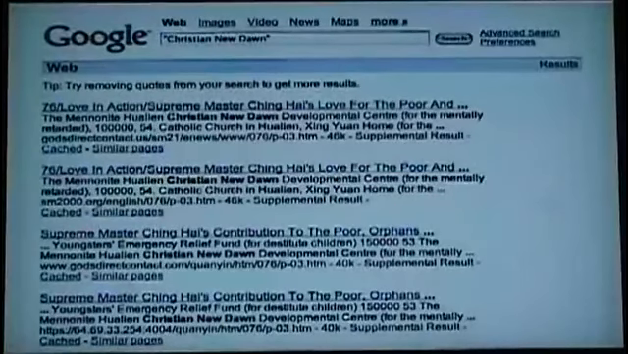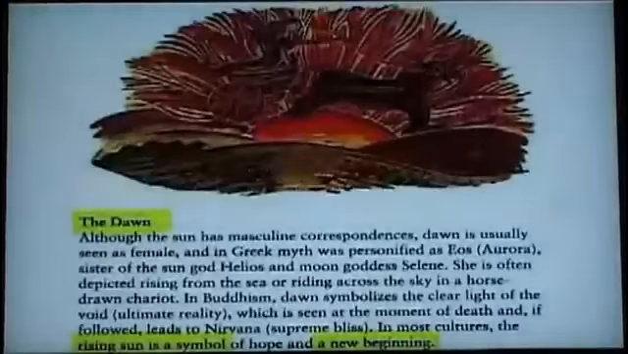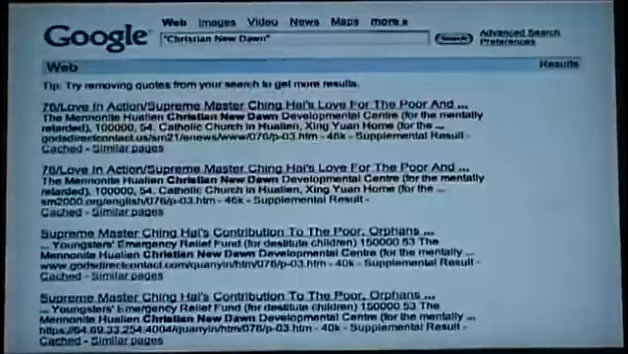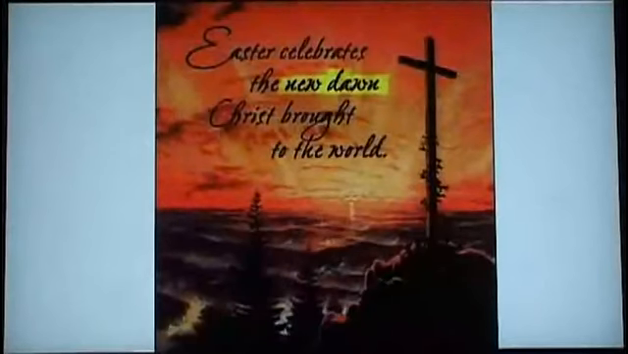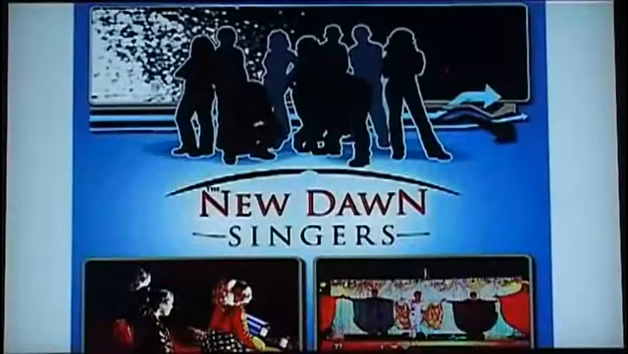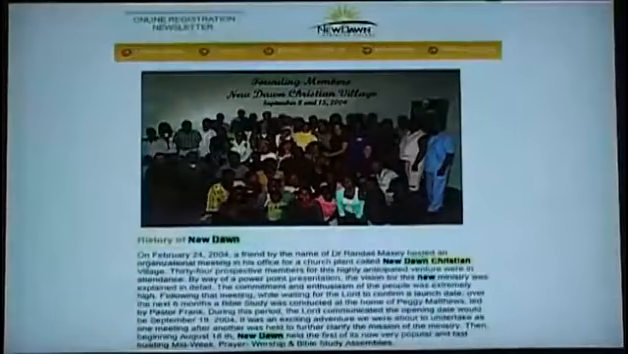And if you go on the web to Google and put in Christian New Dawn, you will see hundreds and hundreds of churches and church groups and Christian groups going by the name of Christian New Dawn, the New Dawn movements. Easter celebrates the new dawn of Christ brought into the world. Christian singers, the New Dawn singers. Christian churches, the New Dawn Christian Church.